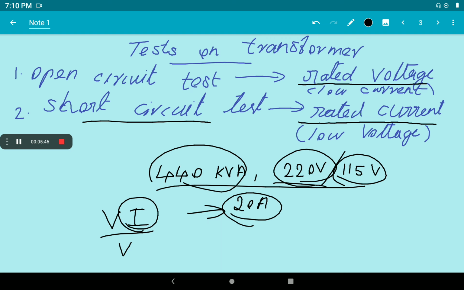Okay. So we are going to study the open circuit test and short circuit test. These tests are done for finding out the parameters of the transformer.